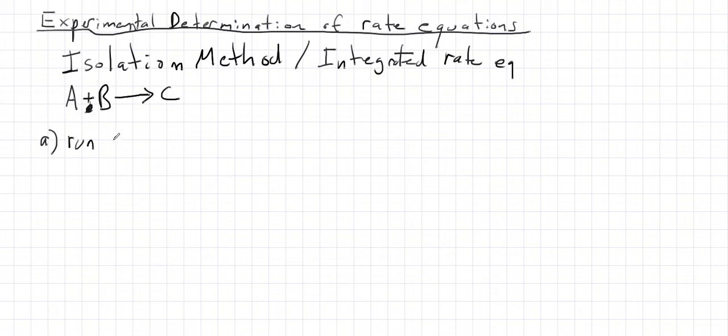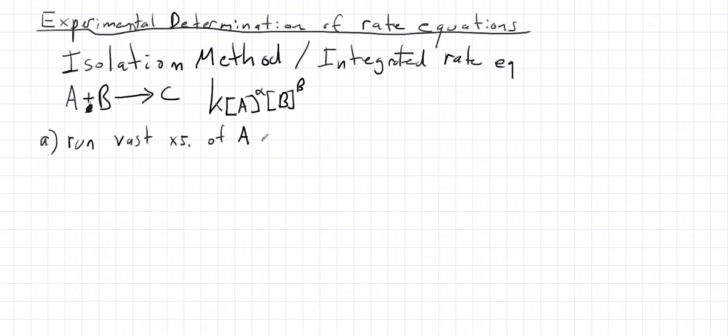You run it in a vast excess of A. If there's a vast excess of A, the concentration of A is not going to change during the run. We're going to use up all our B, but we still have tons of A left over. So we're looking at the effect of the concentration of B changing. Remember, the whole point is to find a rate equation, so we're trying to find those exponents, alpha and beta.